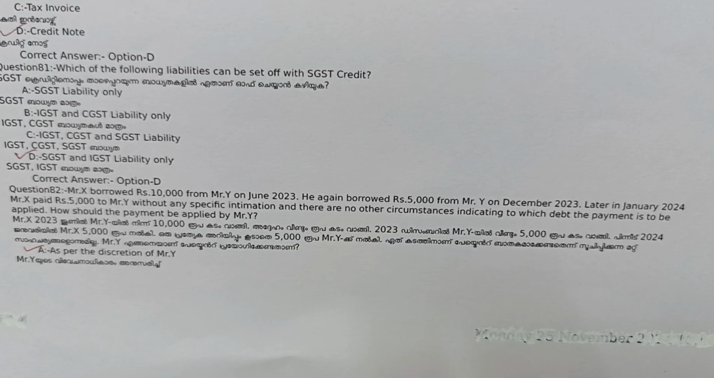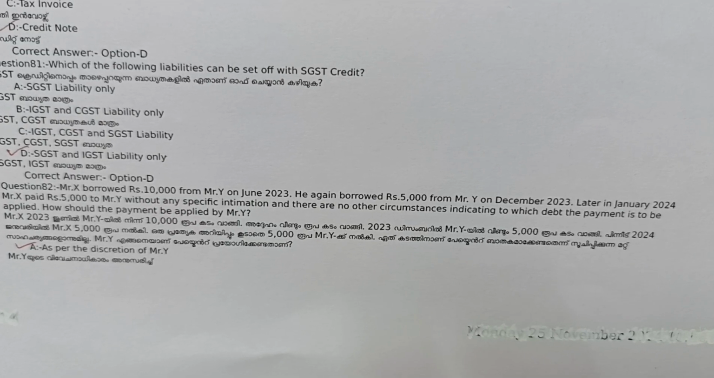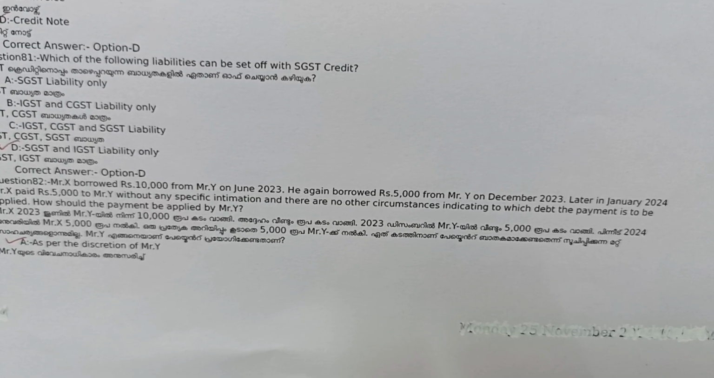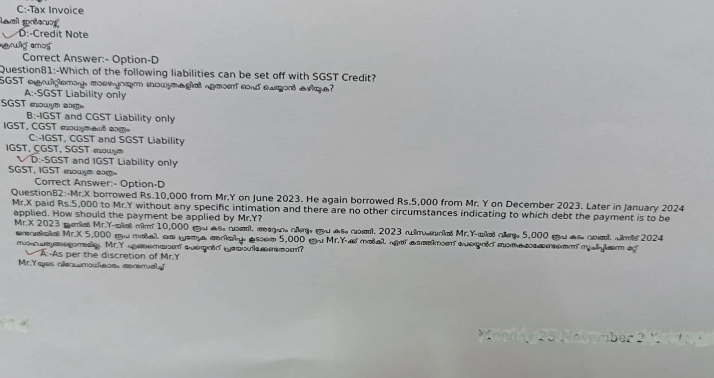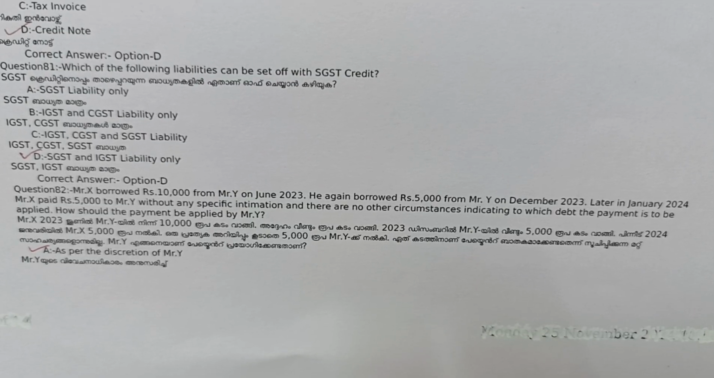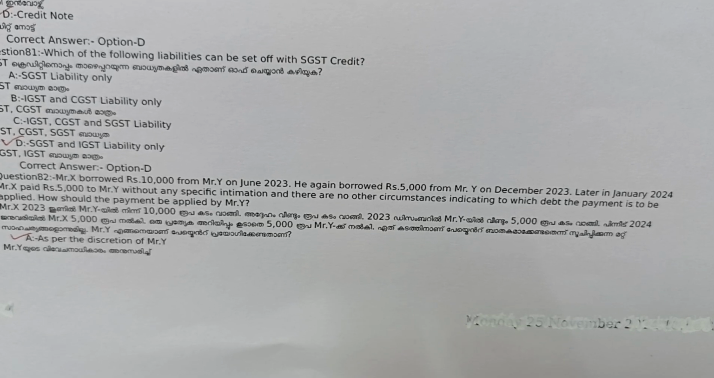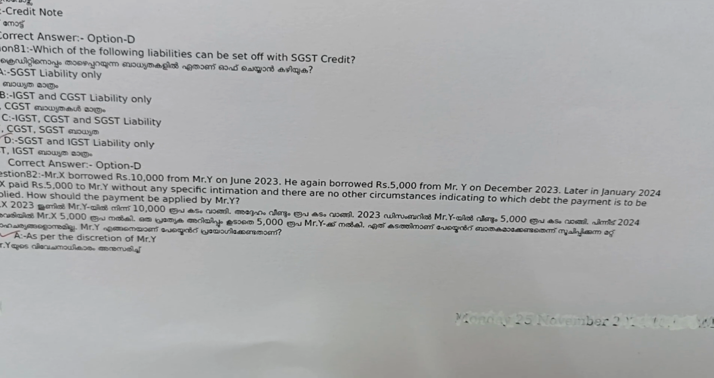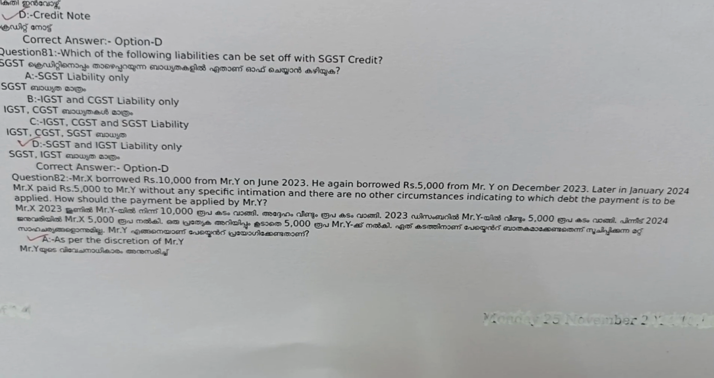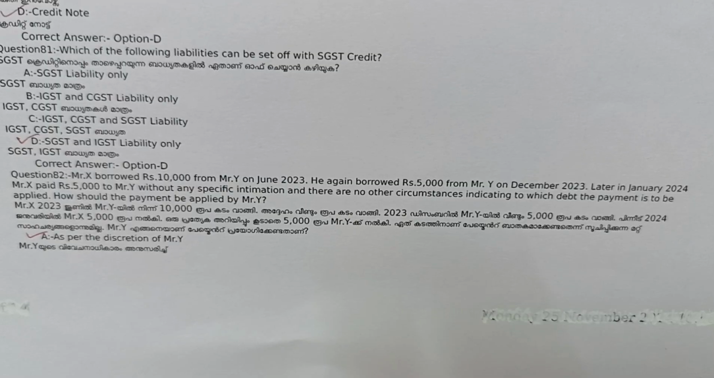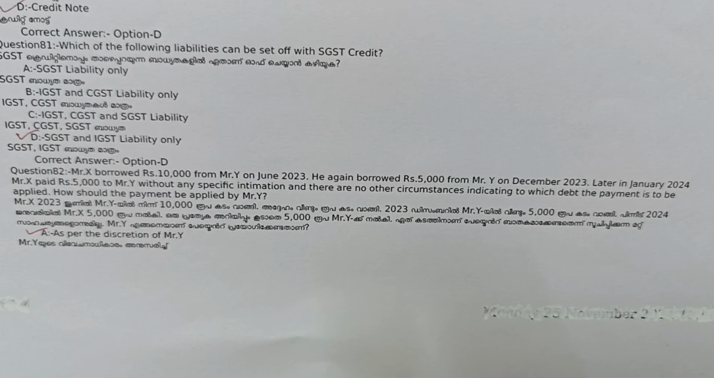Question number 82. Mr. X borrowed rupees 10,000 from Mr. Y in June 2023. He again borrowed rupees 5,000 from Mr. Y in December 2023. Later in January 2024, Mr. X paid rupees 5,000 to Mr. Y without any specific intimation, and there are no other circumstances indicating to which debt the payment is to be applied. How should the payment be applied by Mr. Y? Answer: as per the discretion of Mr. Y.